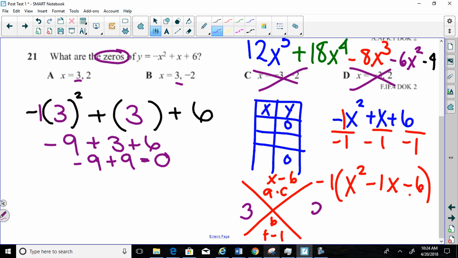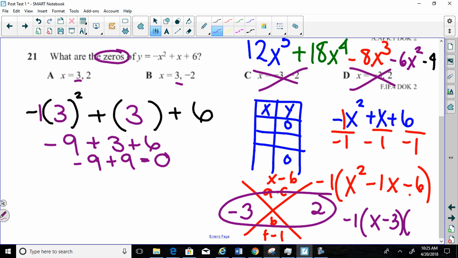3 and 2, and since we're adding to a negative, the bigger one's negative. So which one should be negative? 3. Ding, ding, ding. So your factors would be x minus 3, x plus 2. What's the relationship between your x-intercept and your factors? The opposite. So what's your answers? X equals 3 and x equals -2.